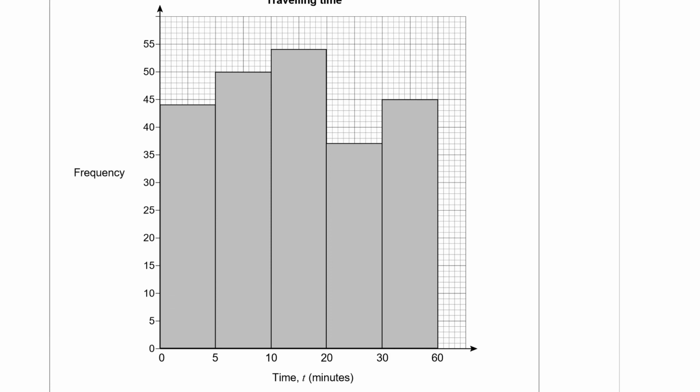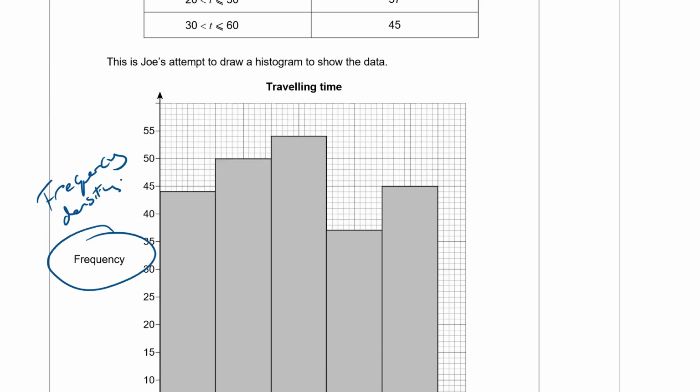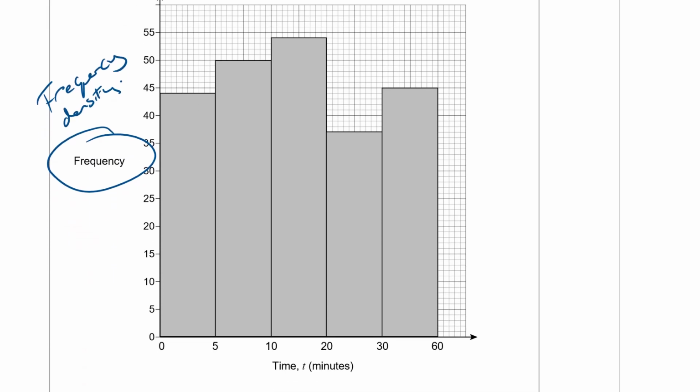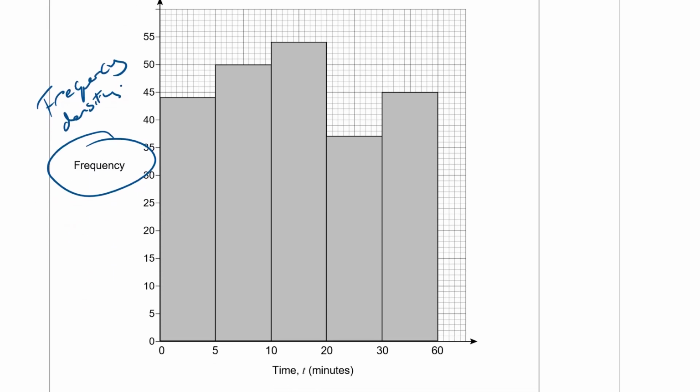So there's 2 very clear things wrong with this. Firstly is this bit here, the frequency. Now on a histogram it is the area of the bar that's proportional to the frequency and not the height. So this should be frequency density, not frequency. So Joe should have worked out what all the frequency densities were and then put the bars at that height when he was drawing his histogram.